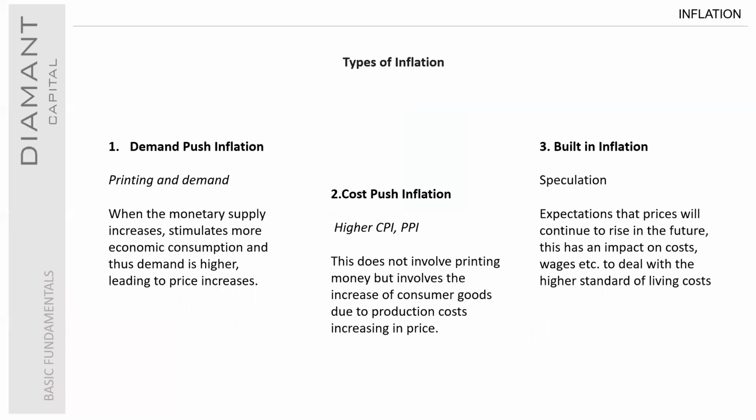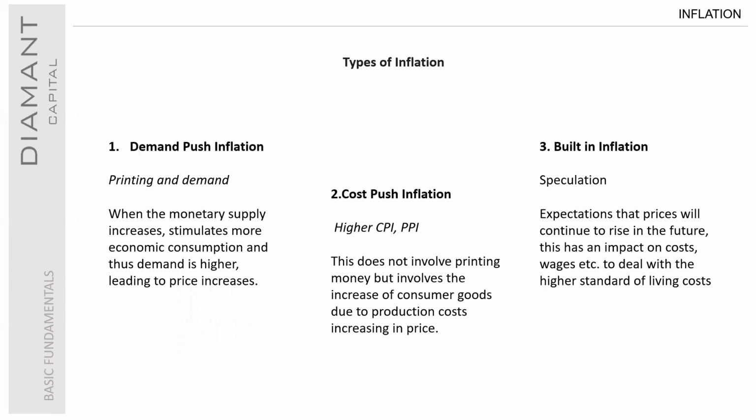So there's not just one type of inflation. There's actually three types. Four, but three. These are the three main types. The first one is demand push inflation. Essentially, it's printing and demand, supply and demand. When the monetary policy increases, it stimulates more economic consumption, and thus demand is higher, leading to price increases.